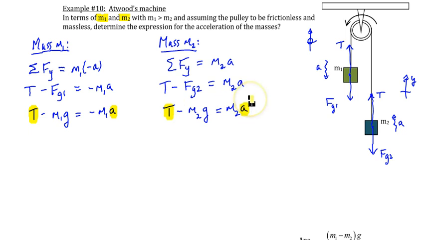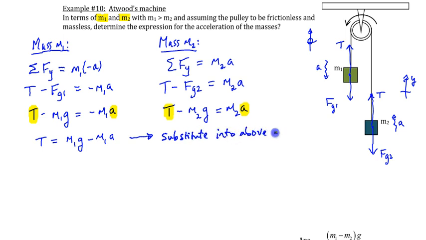So we need to eliminate the tension so that we can find the acceleration. And really we just need to write tension by itself. For example, T on the left-hand side would be m1g minus m1a, and then we're going to substitute into the above equation. So what we'll get is m1g minus m1a minus m2g equals m2a. And now you'll see that we only have a as the unknown.